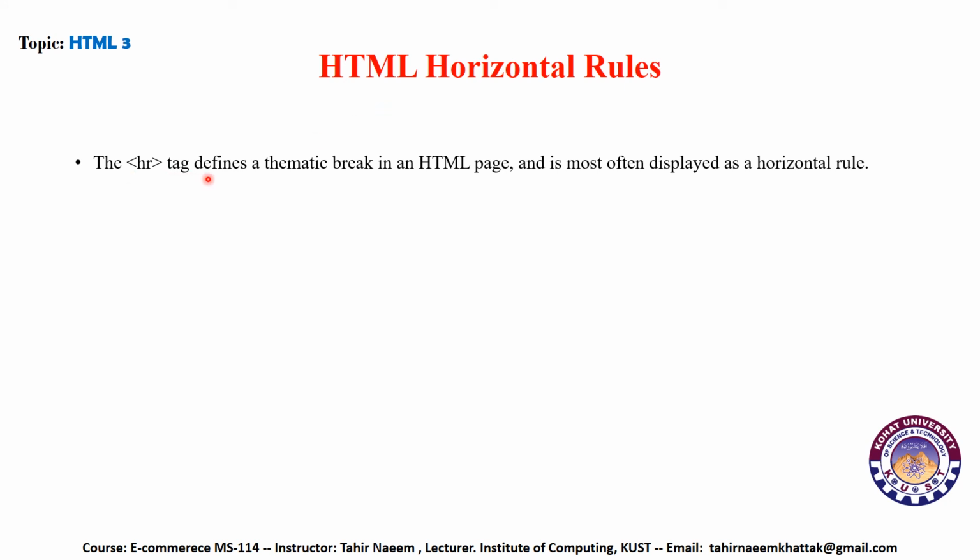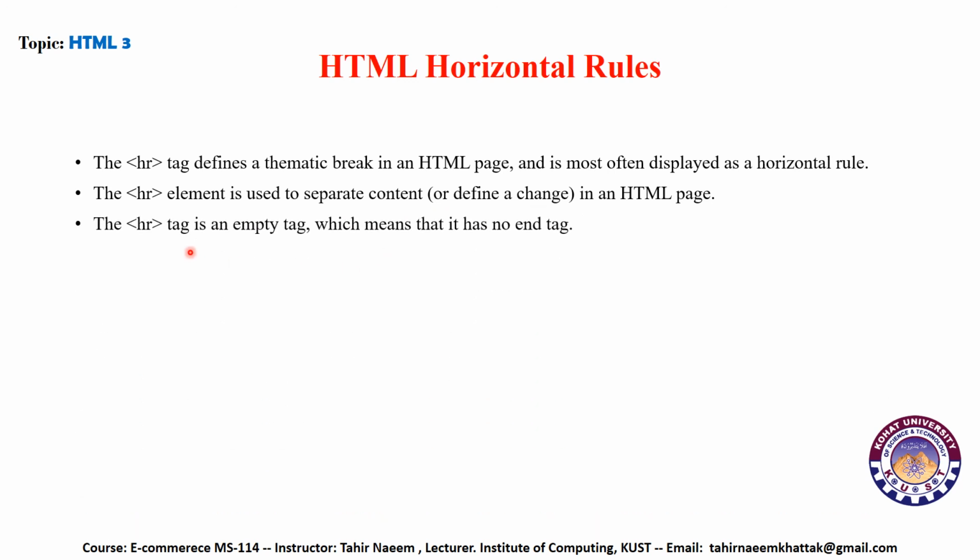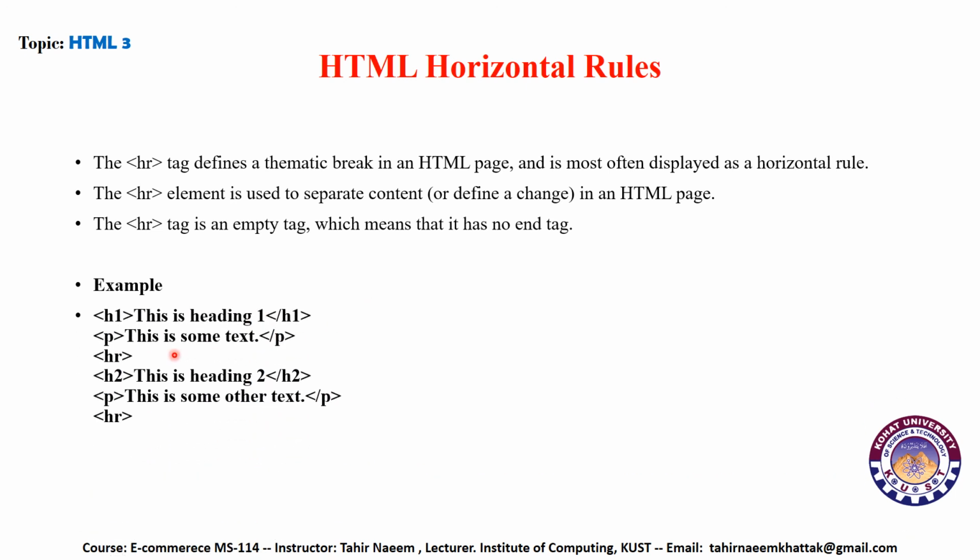So the horizontal rules tag, the HR tag, defines a thematic break in HTML pages and is most often displayed as a horizontal rule. The HR element is used to separate content or define a change in an HTML page. The HR tag is an empty tag, which means that it has no end tag. I am giving you the example here. This is heading 1. This is some text, and here I am introducing a horizontal rule, and this is heading 2. This is some text and I am introducing a horizontal rule.